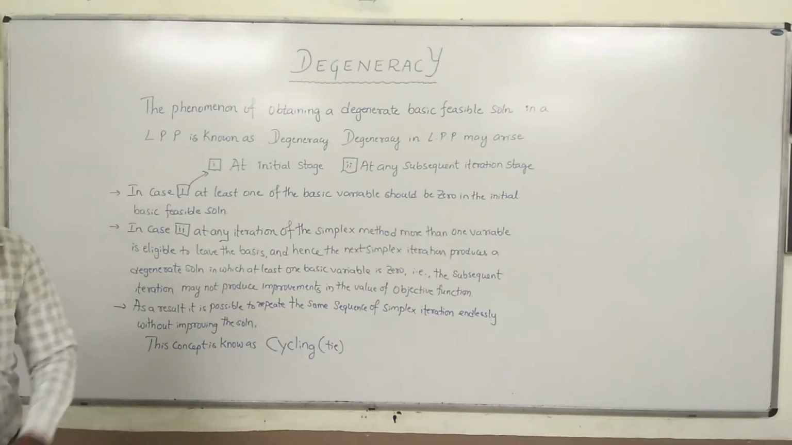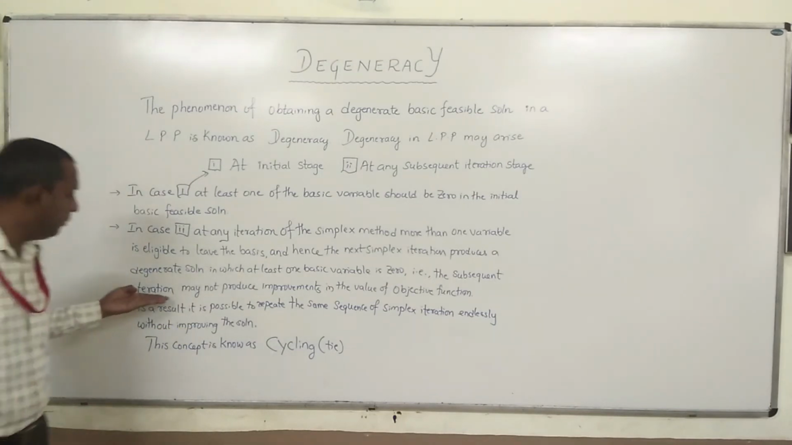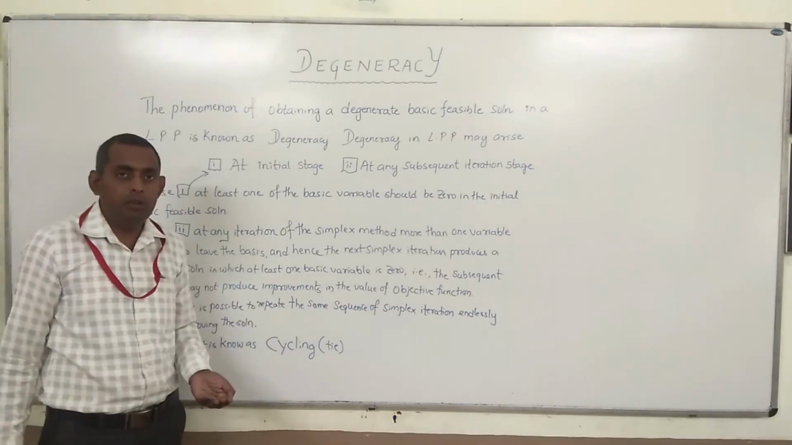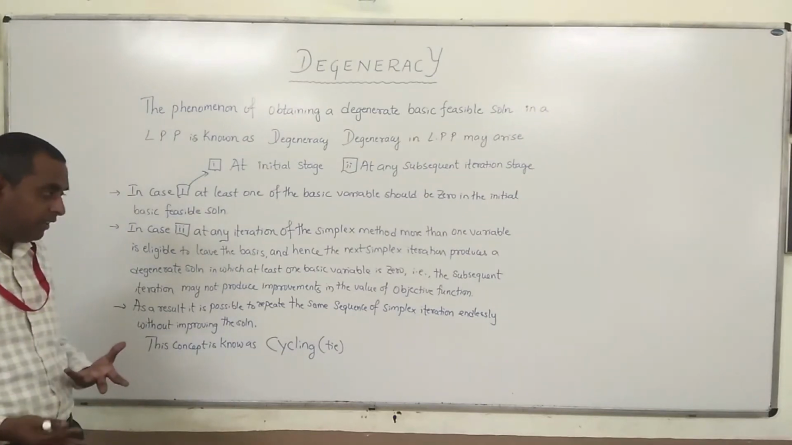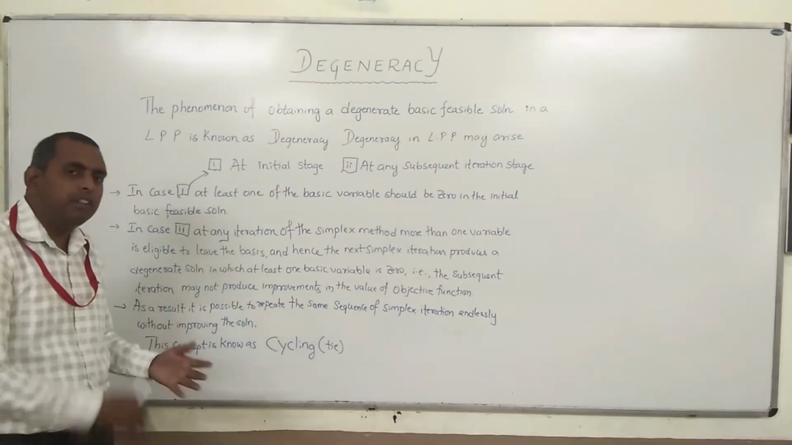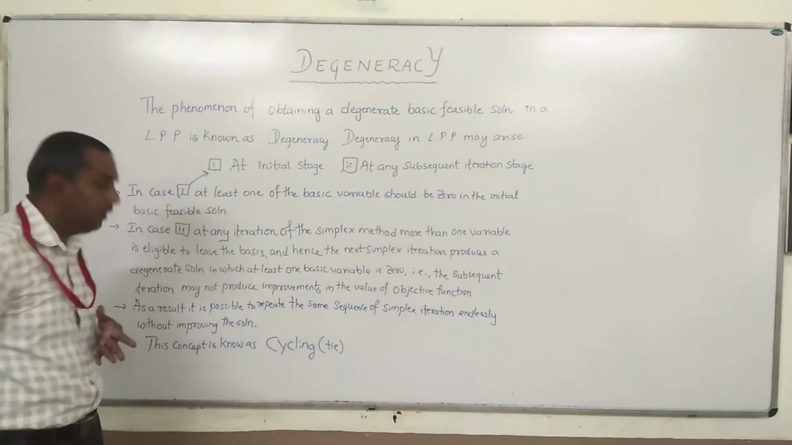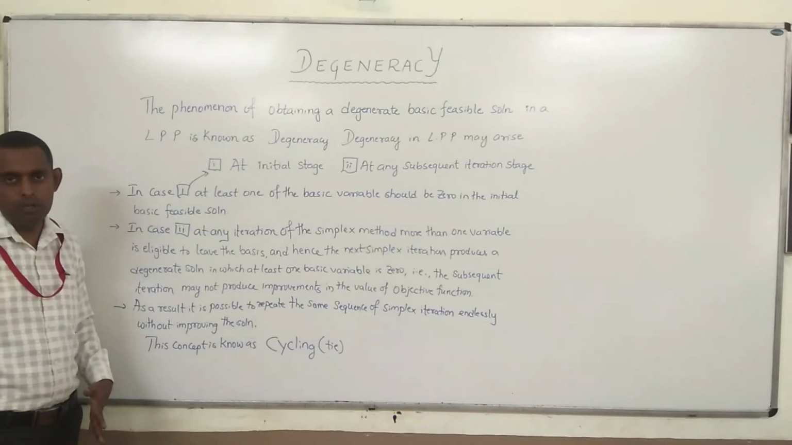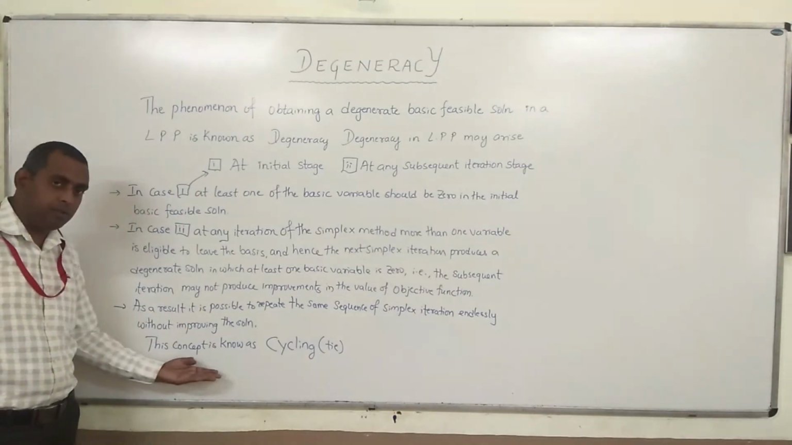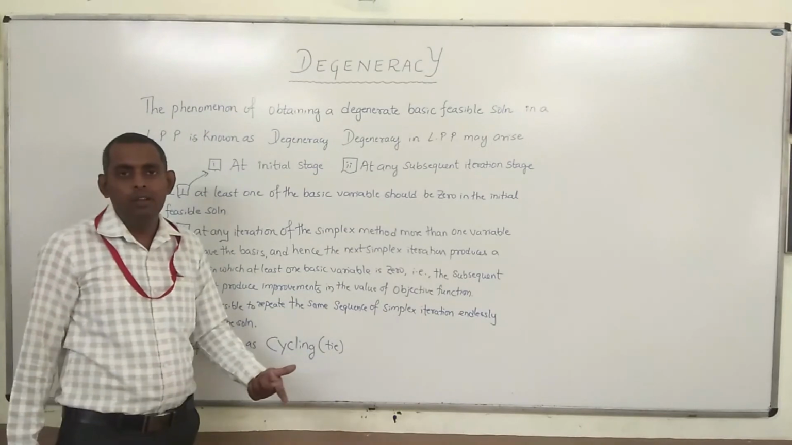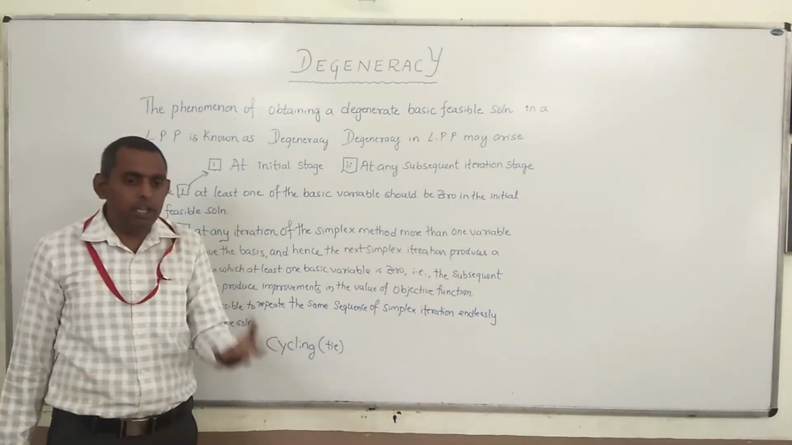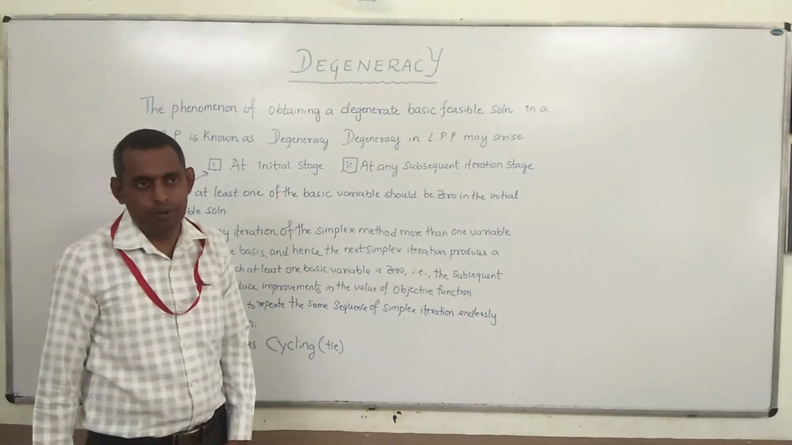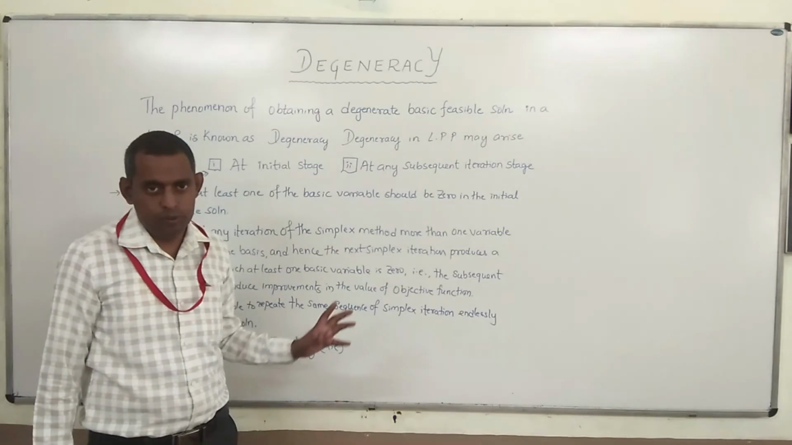So we are going to continue. As we come to know, the iteration may not produce any improvement in the objective function. What does it result in? We may keep doing endless simplex iterations, but still there is no improvement in the solution. This concept is known as cycling. However many iterations you do, you won't get any solution, that is, a basic feasible solution.